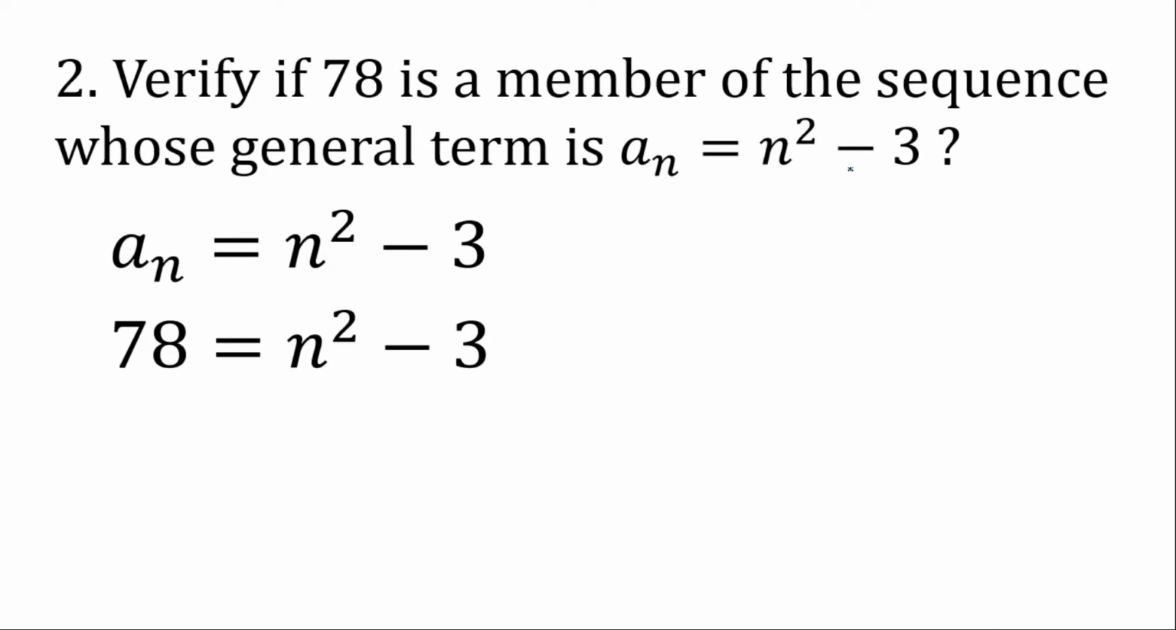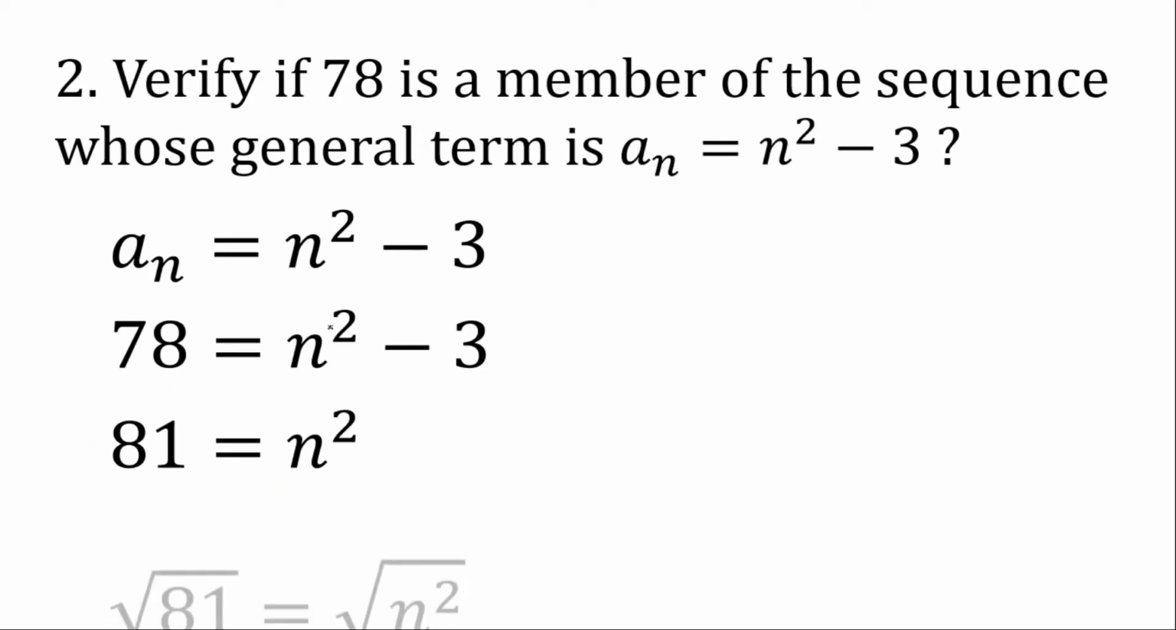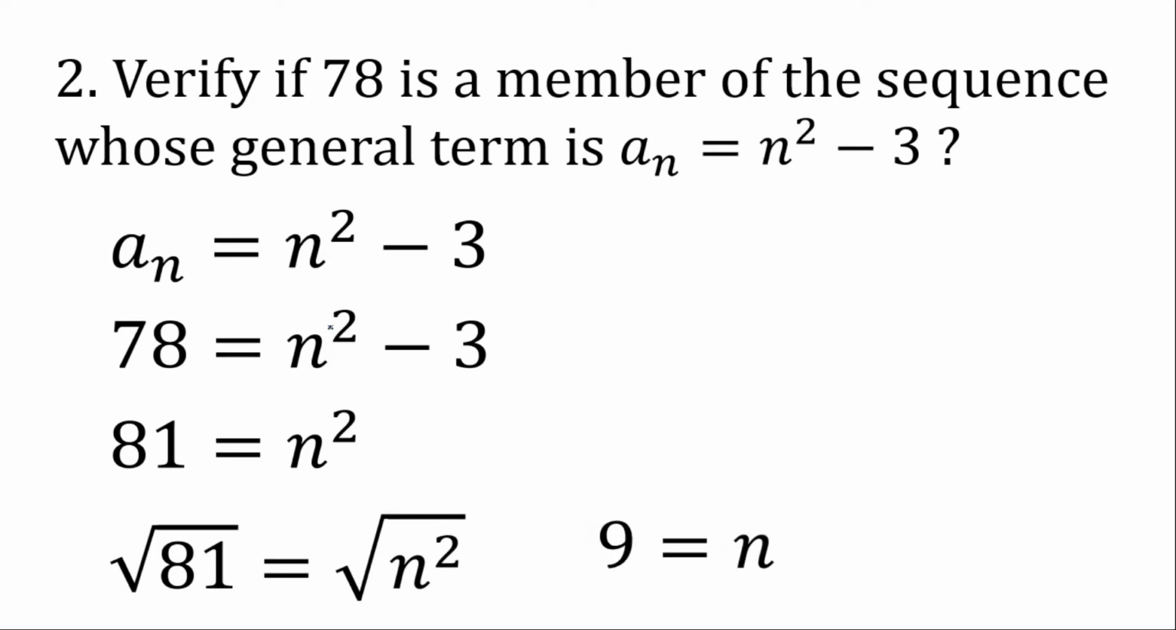So now let's try to add 3 on both sides. So that would cancel this, and this will become 81. So we have n squared is equal to 81. Now let's get the root of both sides. What is the square root of 81 and what is the square root of n squared? The square root of 81 is 9 and of n squared is n. So meaning the value of n is equal to 9.